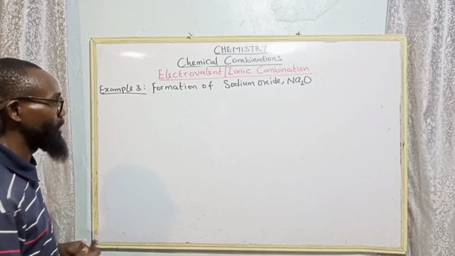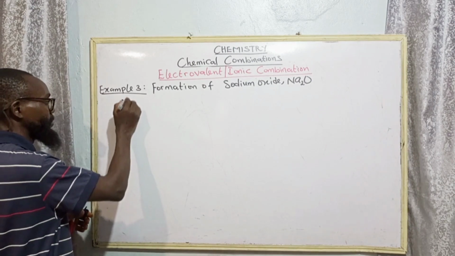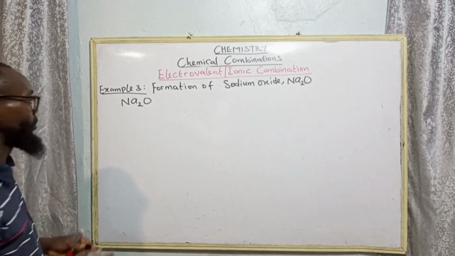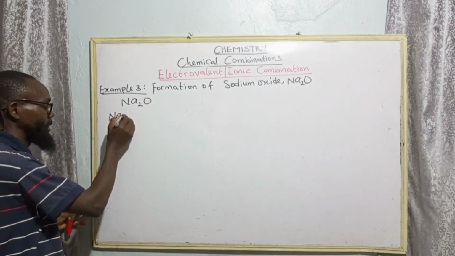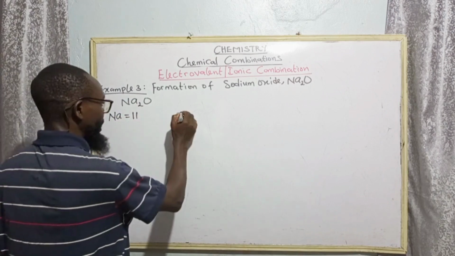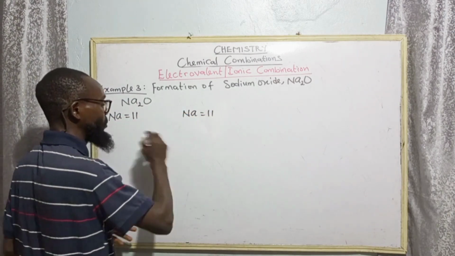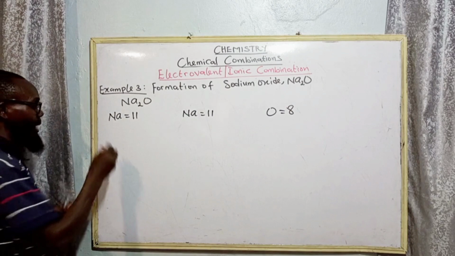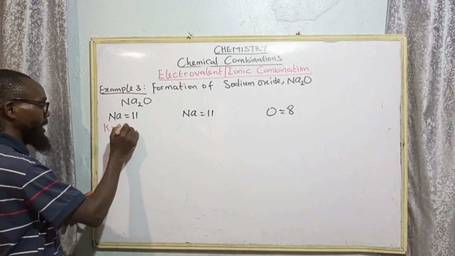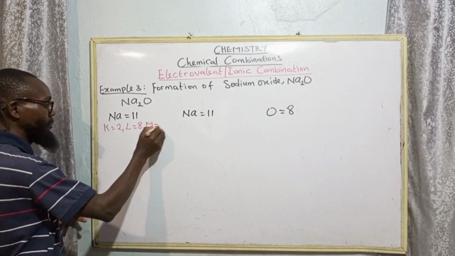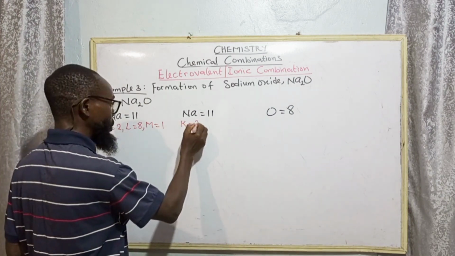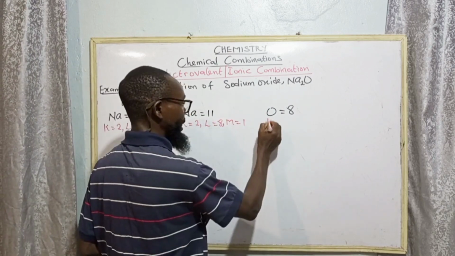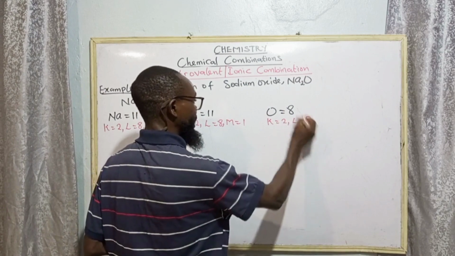Now, formation of sodium oxide. In sodium oxide, this is a combination of 2 atoms of sodium and 1 atom of oxygen. Sodium, which is a metal, atomic number of 11. The other sodium, which is a metal, atomic number of 11. Then oxygen, a non-metal, atomic number of 8. Sodium having a K shell of 2, L shell of 8, and M shell of 1. Likewise here, K equals 2, L equals 8, M equals 1. Then K shell of this one is 2, L shell is 6.